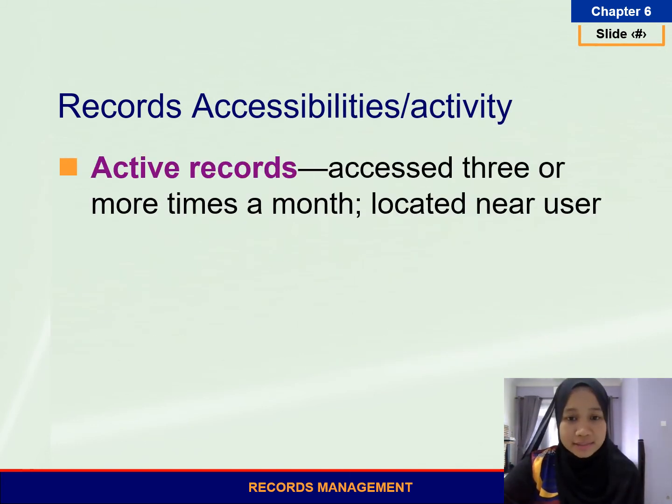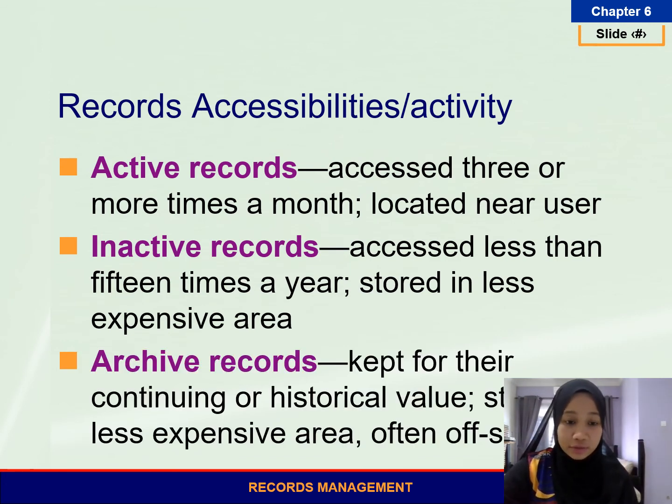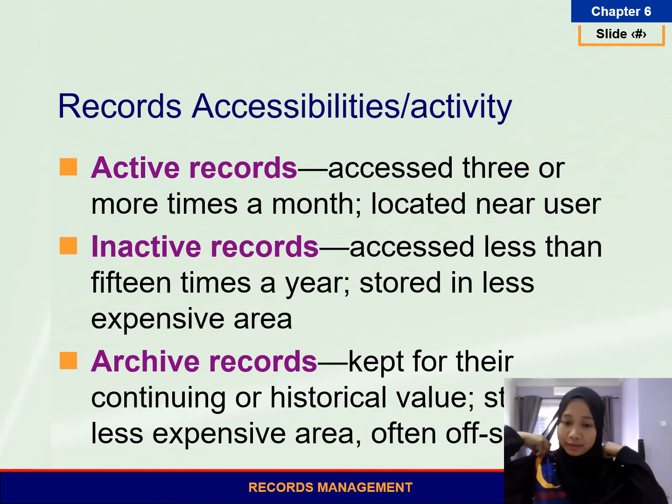Next is record accessibility or activities. Okay, so there are three record accessibility or activities, which are active records, inactive records, and archive records. Okay, so for active records, we consider it a record that we access 3 or more times a month. Which is we access more than 3 times a month, then we consider it an active record. So usually we locate it near to the user. Okay, which is kita letak dekat department je ke, tak adalah letak dekat record center.